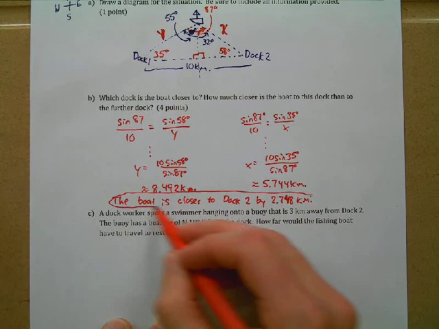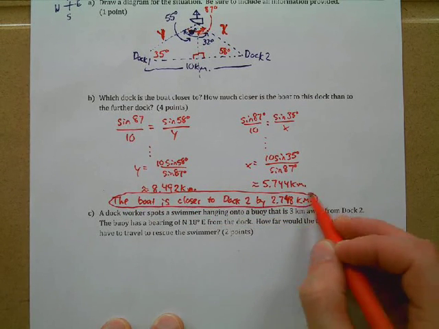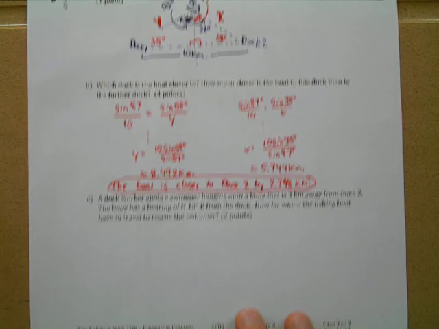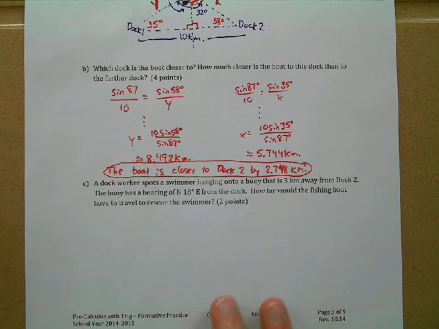Okay. So the last one here, letter C: a dock worker spots a swimmer hanging onto a buoy that is 3 kilometers away from dock 2. The buoy has a bearing of north 18 degrees east from the dock. So let's see here if we can add that in. Dock 2, we're going to go north. Okay, so here's north. We want to go 18 degrees east of that.